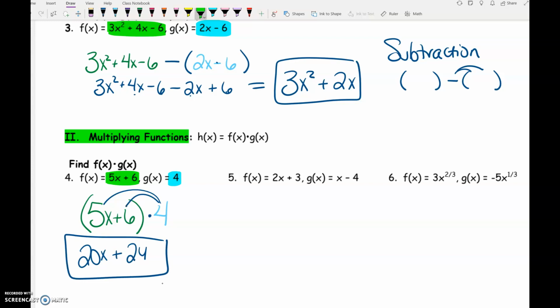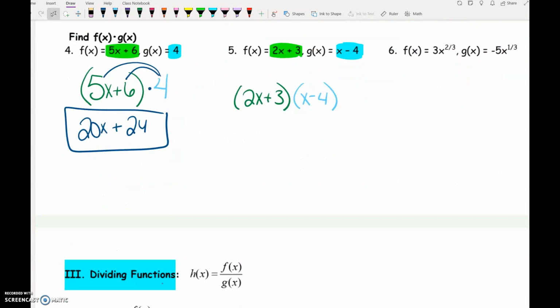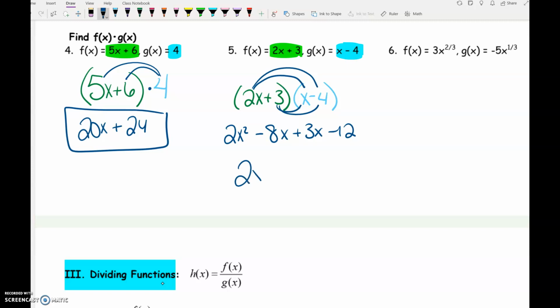In number 5, the f function is a binomial, 2x plus 3. The g function is also a binomial, x minus 4. Because it's a binomial multiplied with a binomial, we need to double distribute or FOIL. So 2x times x is 2x squared, negative 8x, positive 3x, negative 12. Combine your like terms.